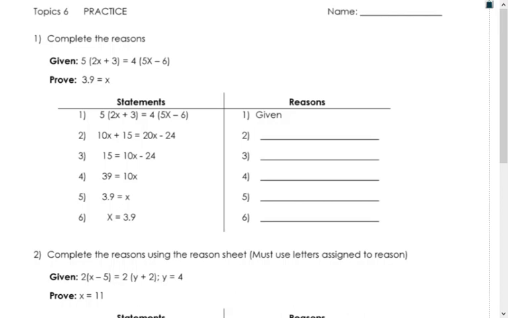Let's look at the proofs for topic 6. This is the intro to proofs one. The kind of proofs we're doing on this topic are mostly algebraic proofs. So we're going to look at the statements that are given, and we're going to come up with reasons why we can make each of those statements.